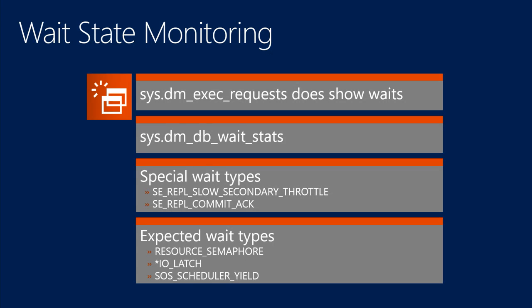There's a couple of special wait stats that you need to be aware of, the ones that you're going to see and be confused by, and that are not actually that big a deal. They are the replication waits: SE_REPL_SLOW_SECONDARY_THROTTLE and SE_REPL_COMMIT_ACKNOWLEDGED. These are the replication wait stats.